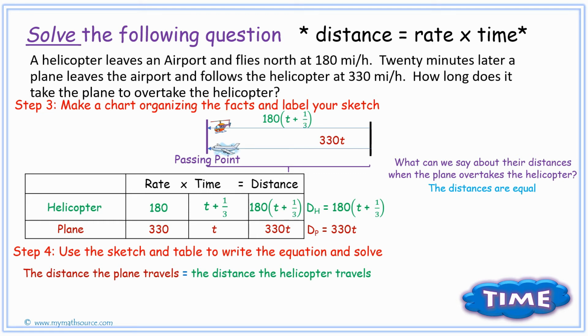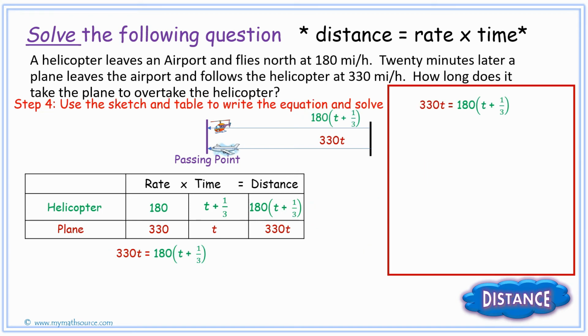Well, what is the distance that the plane travels? We already found that. That's 330t. And that's going to equal the distance the helicopter travels, which we found as well, which is 180 times the quantity t plus a third. Now that we have our equation, we simply have to solve for t.